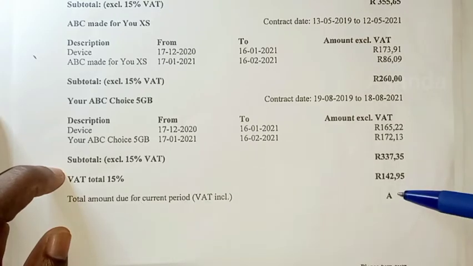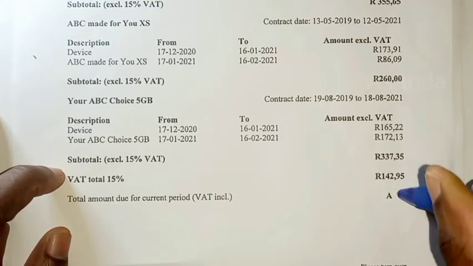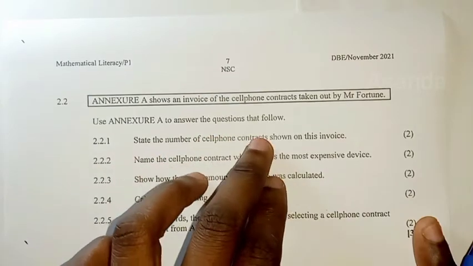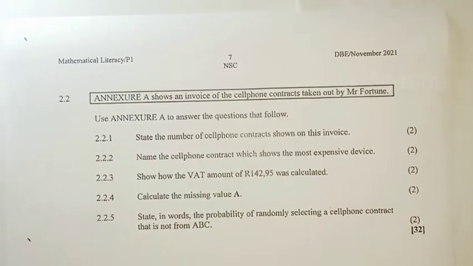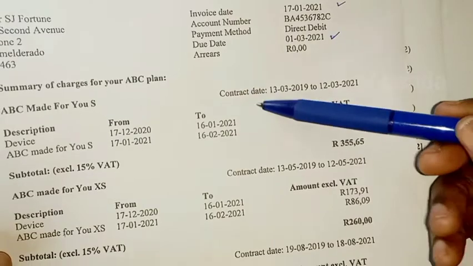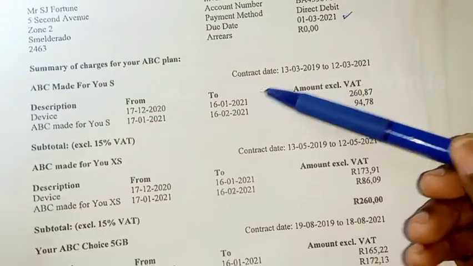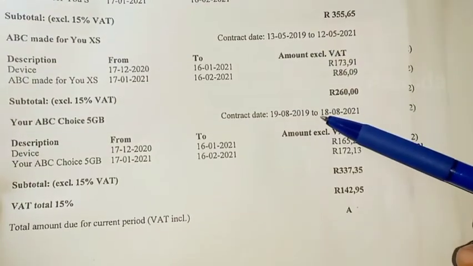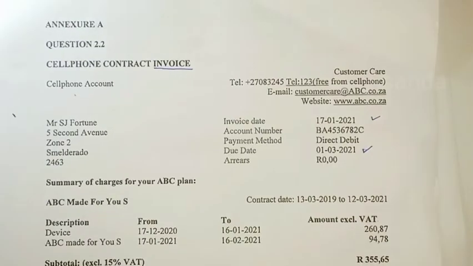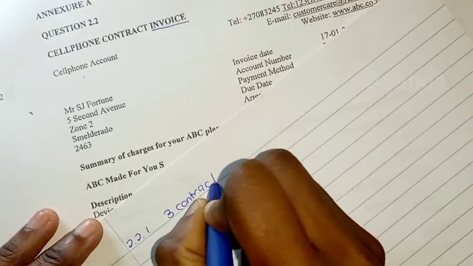Now they didn't give us the amount due for the current period. It's the number of cell phone contracts shown on this invoice. So how many contracts? That's contract 1, 2, and 3. So we have 3 contracts on this invoice. It's done.